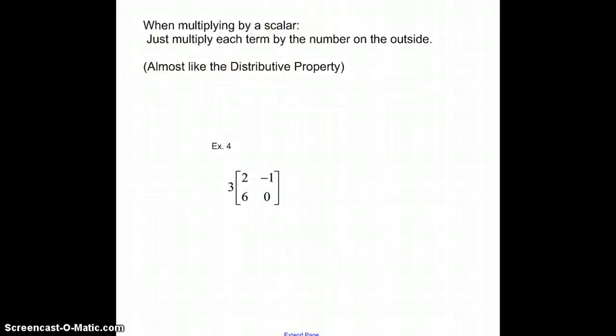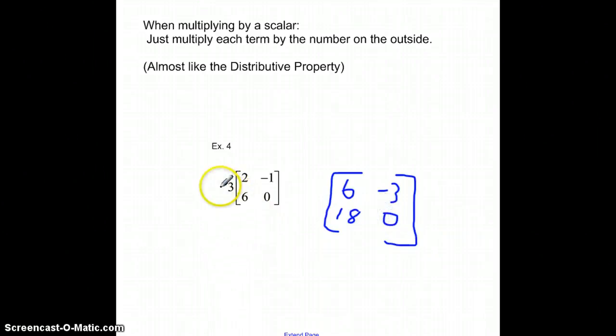So, our new matrix, I'll put it over here at this time. Multiply 3 times 2, well, that's 6. 3 times -1, -3. 3 times 6, and 3 times 0. There you go. That's your final answer. Of course, you can imagine if we had a negative 3 here, then it would be negative 3 times positive 2, negative 3 times negative 1, and so forth. So that's pretty much it.